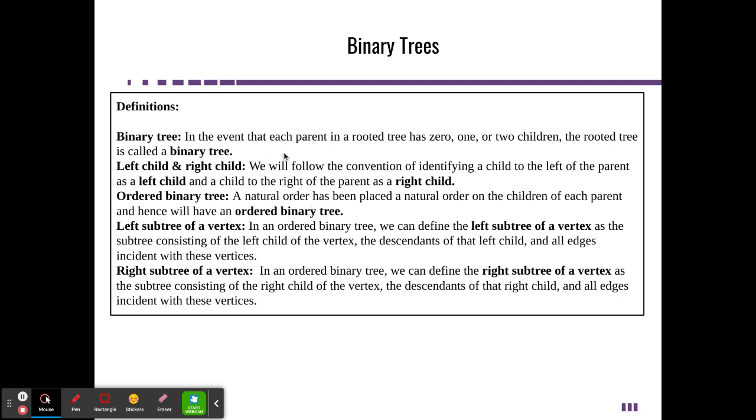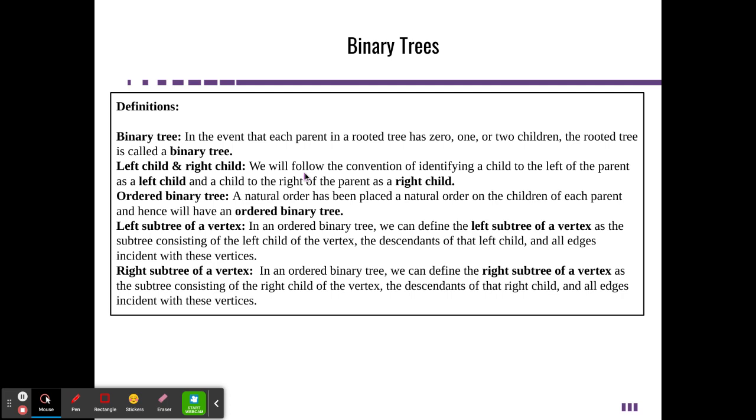A binary tree: in the event that each parent in a rooted tree has 0, 1, or 2 children, the rooted tree is called a binary tree. And so we'll take a closer look at what that looks like. But that's just our basic definition of a binary tree. We have left child and right child. We'll look at an example in just a minute.